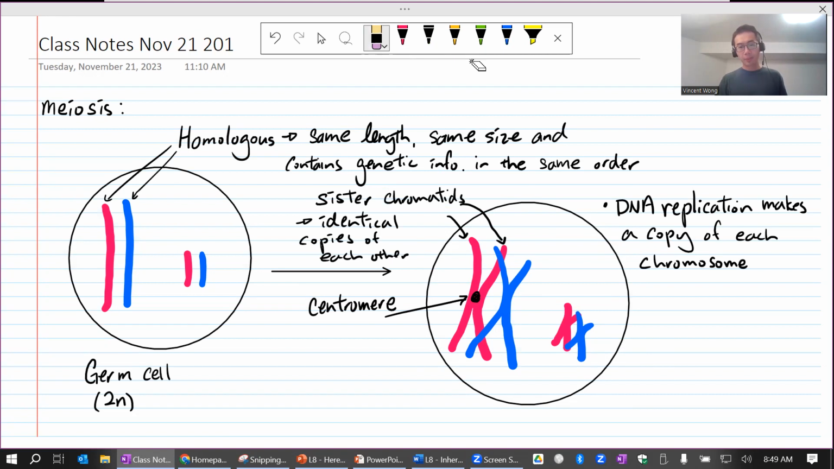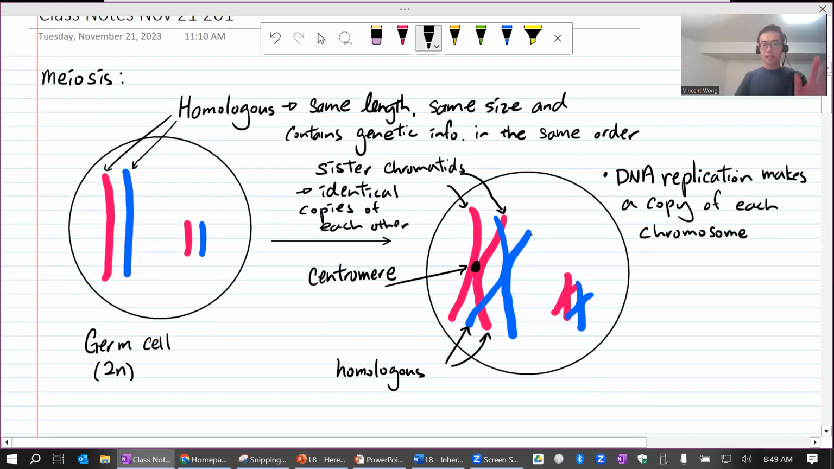Right? The blue and the blue here, like this blue here and that blue, those are sister chromatids as well. But the red and the blue, they are not sister chromatids, right? They're not exact copies. They are homologous. So this here and this one, they are homologous, just like before. Do we have any questions on this picture so far? No, sir. Okay, thank you.